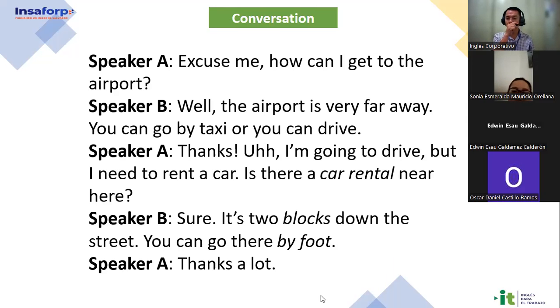Repeat after me, ladies and gentlemen. Ready? Repeat after me. Excuse me. How can I get to the airport? Well, the airport is very far away. You can go by taxi. Or you can drive.